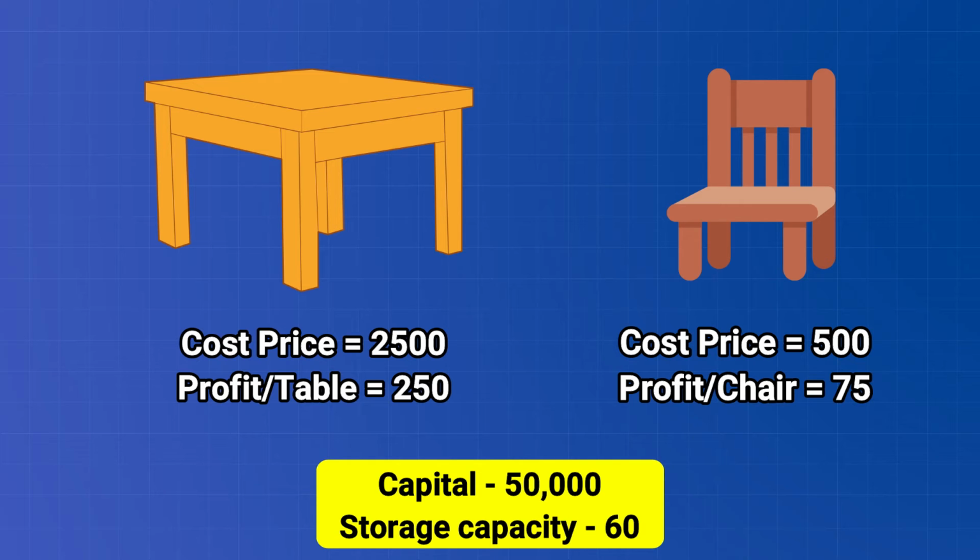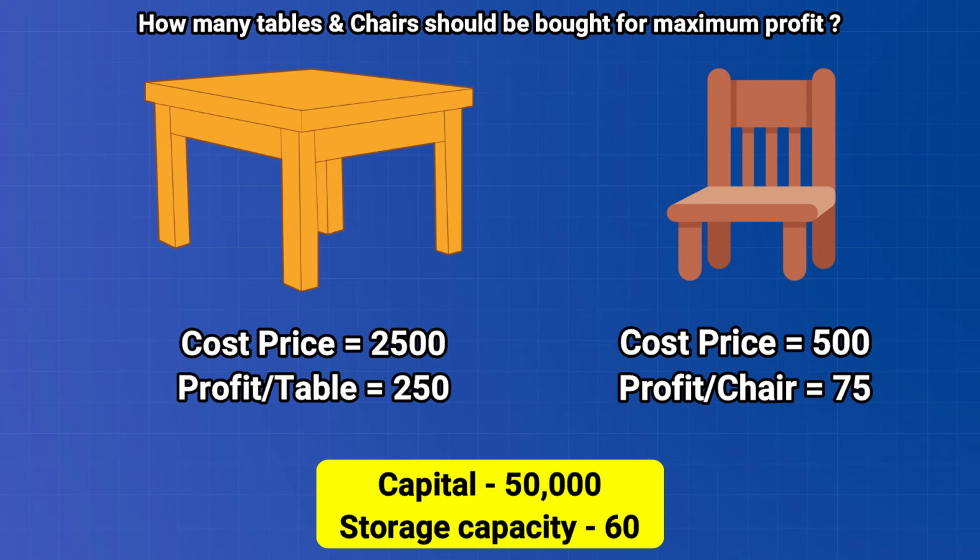He estimates that from the sale of one table he can make a profit of 250, and that from the sale of one chair a profit of 75. He wants to know how many tables and chairs he should buy from the available money that he has, so as to maximize his total profit. We are assuming that he can sell all the items which he buys.